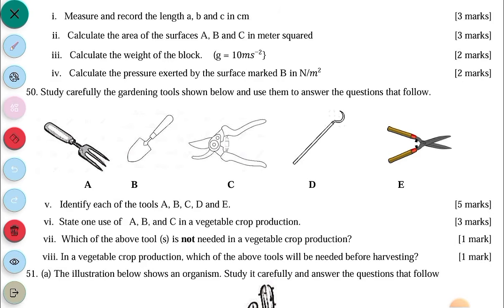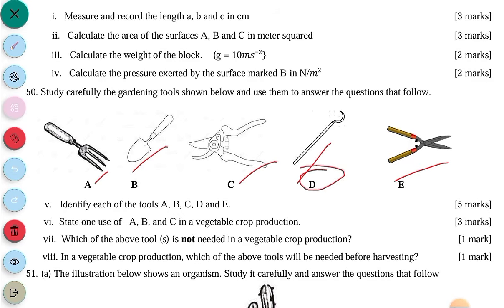Study carefully the gardening tools shown below and use them to answer the questions. So A is a hand fork, B is a hand trowel, C is secateurs, D is a long sickle, then E is a pair of shears. Now D is also sometimes called go to hell. So the next one is state one use of A, B, and C.